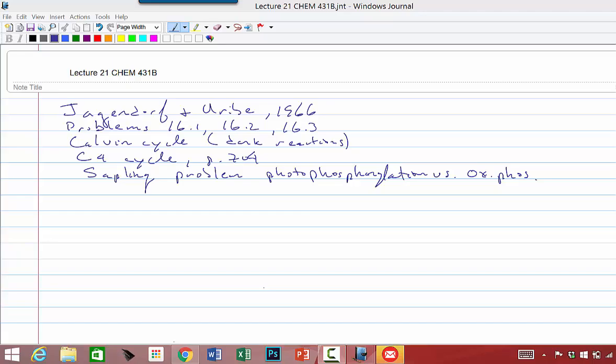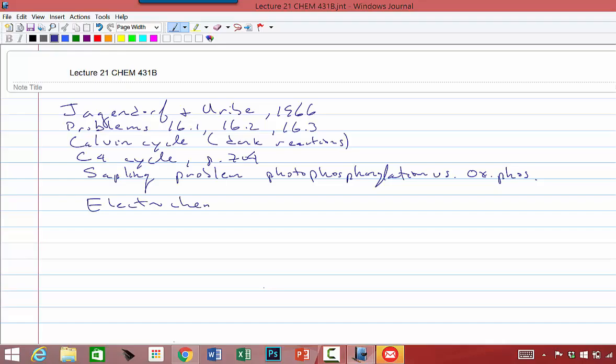Okay, we'll get started. We're going to try to finish up the chapter on photosynthesis. Last time we had talked about how, actually we'll just call this the electrochemical gradient, continued.